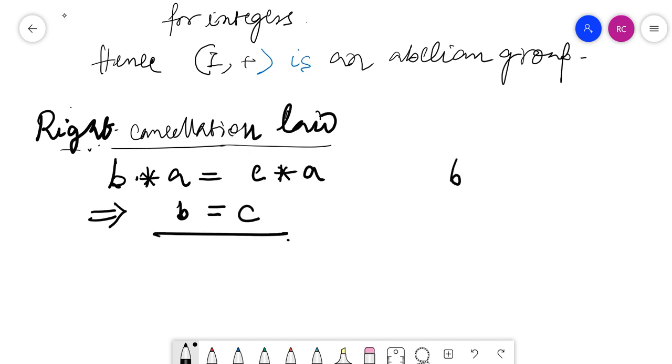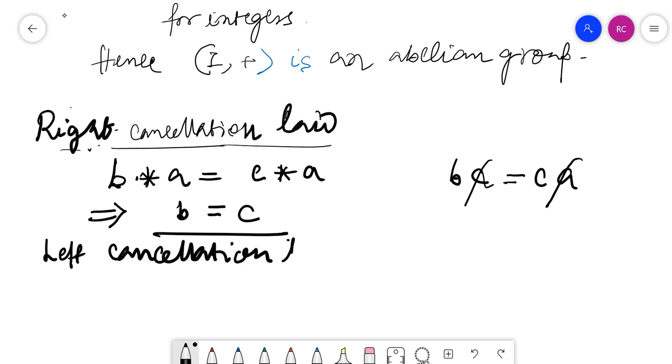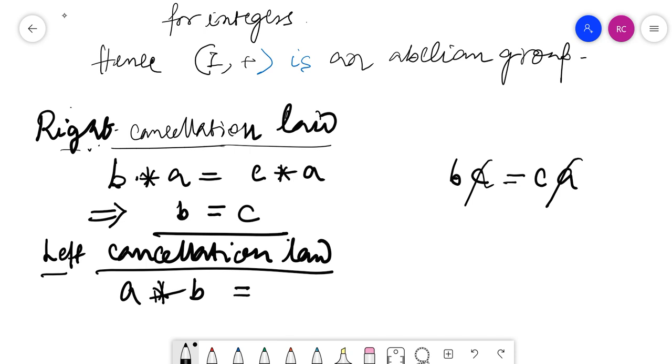So basically it's similar to just cancelling out the factor on the right on both sides of the equal to sign. In much a similar way, we have the left cancellation law. So what is the left cancellation law? It's very similar. So A operation B is equal to A operation C. This will imply B is equal to C. Okay.